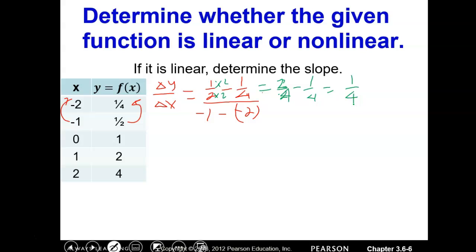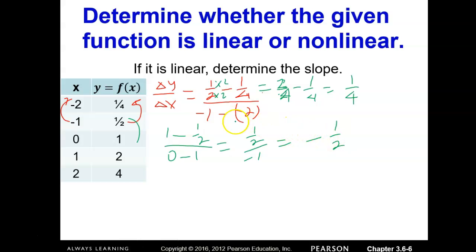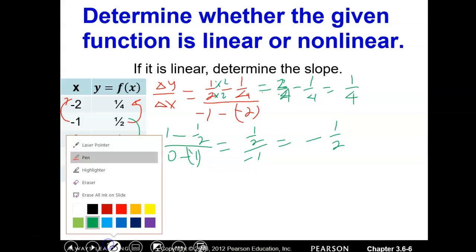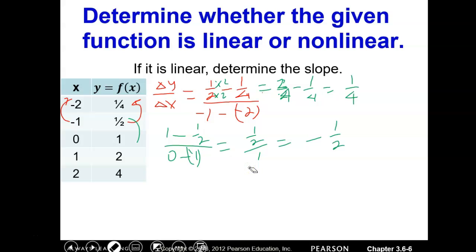So try another one like these two. So 1 minus 1/2 over 0 minus 1. So 1 minus 1/2 is 1/2. 1/2 over negative 1, so this will give us negative 1/2. Wow, yeah, we can see it's different. It's 0 minus negative 1. It's negative 1 here, not 1. So that will make it positive 1/2.